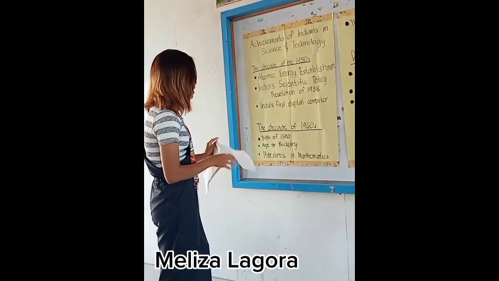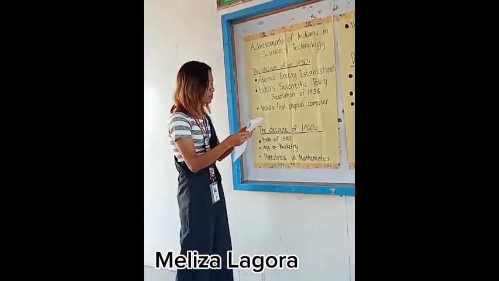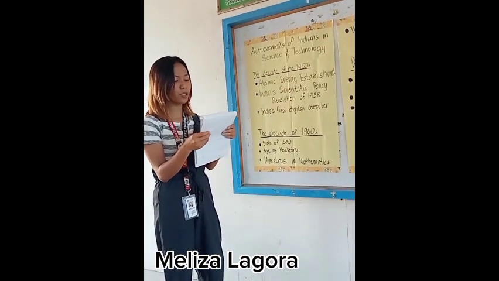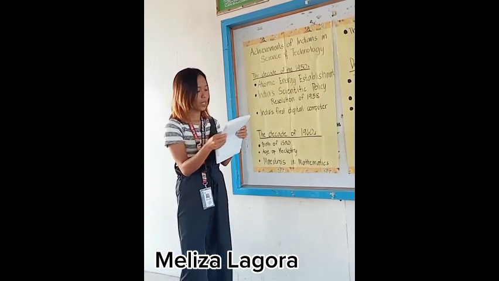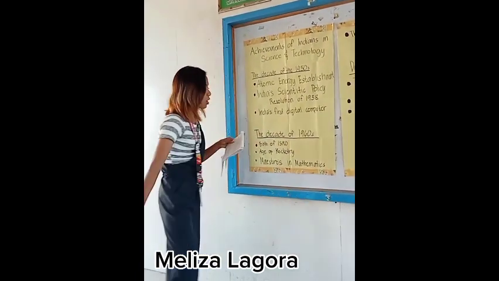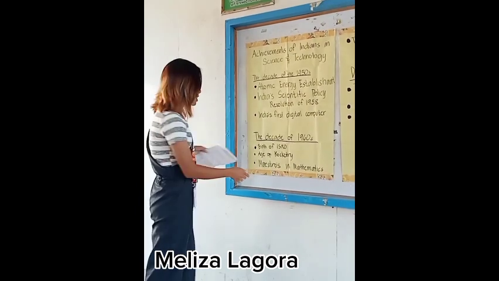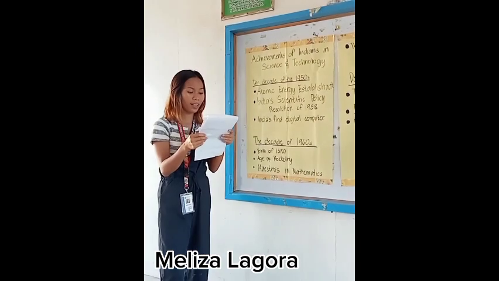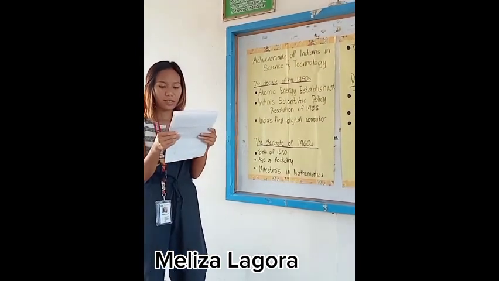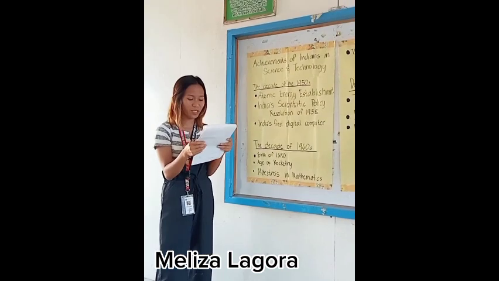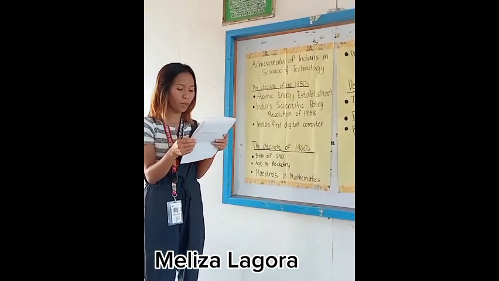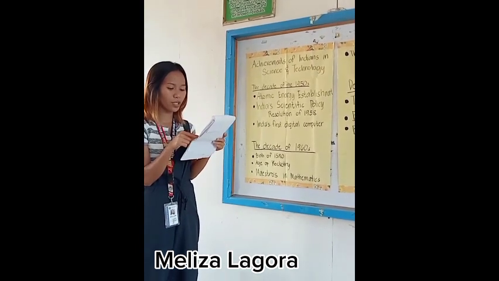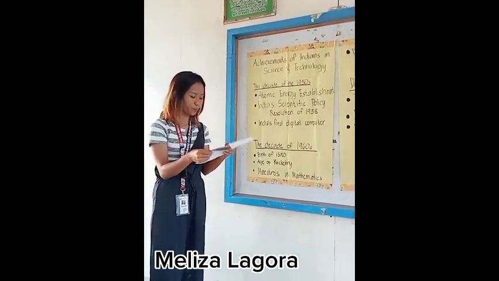The third is India's first digital computer. India's first digital computer was built by the Tata Institute of Fundamental Research in Mumbai. Next is the decade of the 1960s. First is the birth of ISRO. In 1962, Jawaharlal Nehru established the Indian National Committee for Space Research under the Department of Atomic Energy. In 1969, it was renamed the Indian Space Research Organization, ISRO.